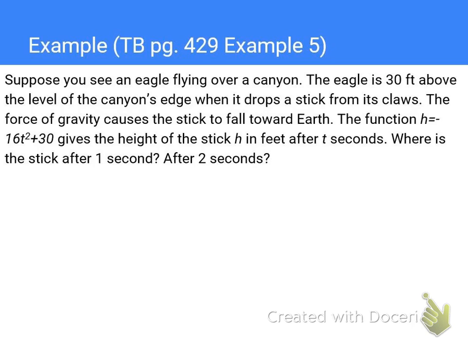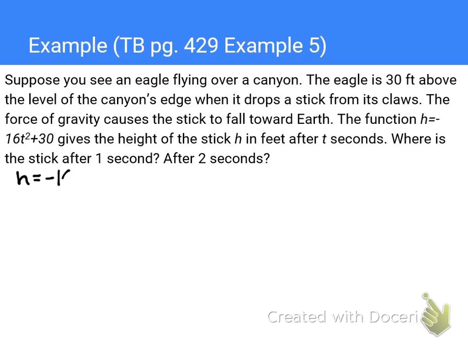Okay, so now that we've read the problem, I can see that the things it's looking for here are where the stick is after 1 second and 2 seconds. And by where it is, they don't just mean like, oh, it's by the canyon. You would need to give the height, right? Because this function is telling us the height after a certain amount of time. So we're just going to plug in those values for t.